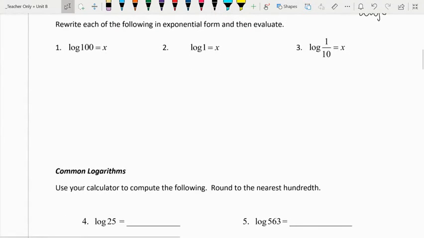So we want to rewrite these exponentially and then evaluate. You can think about these two ways. Number one, you can still think about it as the heart method. The problem is there is no number here, and you need to recognize that when there isn't a number, you have to put a 10. So 10 to the x equals 100. Now we just solve. 100 can be rewritten as 10 squared. And now that we have the bases the same, we know x is 2.